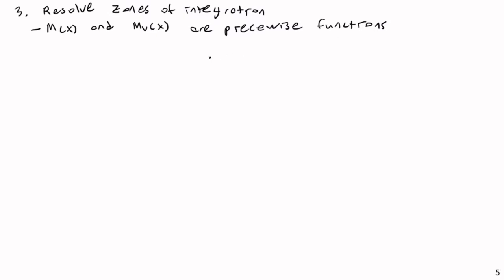M of x and mv of x are piecewise functions. So what you may need to do is make sure that on any beam that you're integrating, the bounds of your piecewise functions match up with each other. Again, this is the exact same thing we've had to do with beams, integrating for beams. So again, break any zones apart if needed.